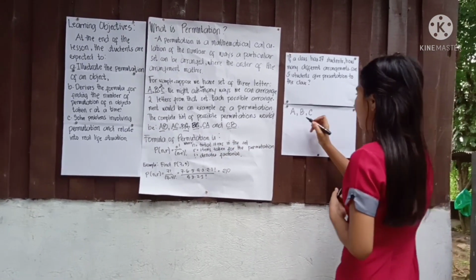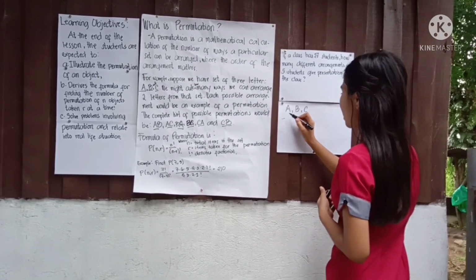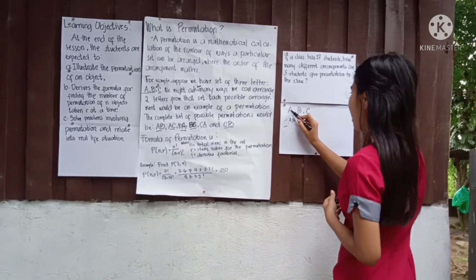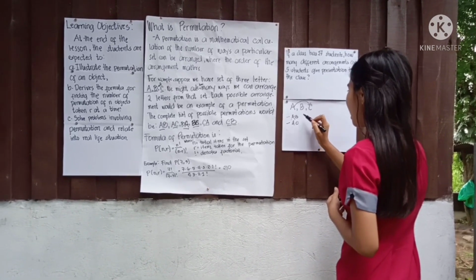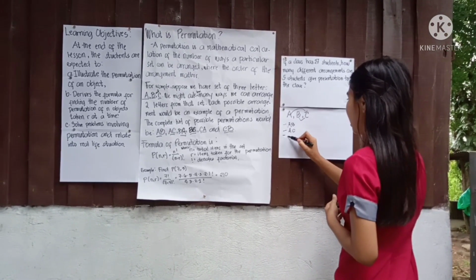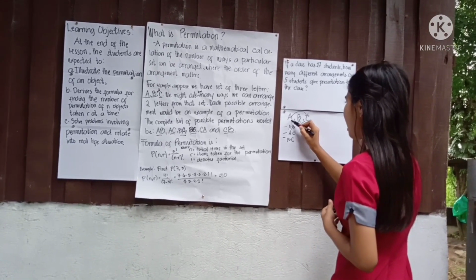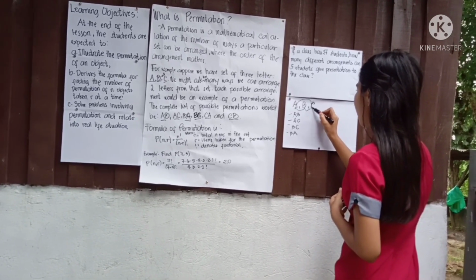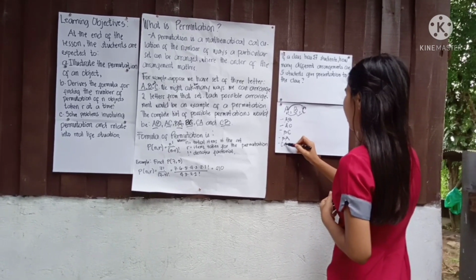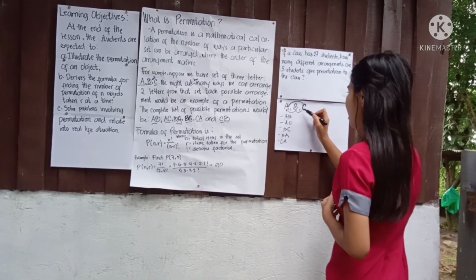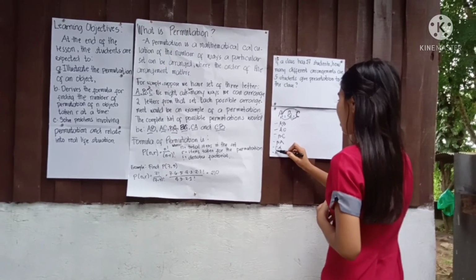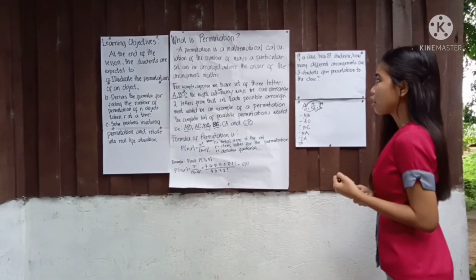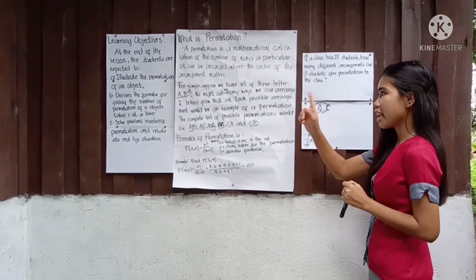This happens because the first one is A and B, and then A and C. Next is B and C, then B and A. Then proceed to letter C: C and A. The last one is C and B. So there are 6 possible arrangements we can make from the 3 letters, A, B, and C.